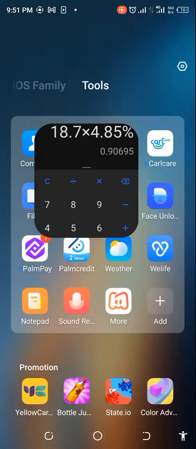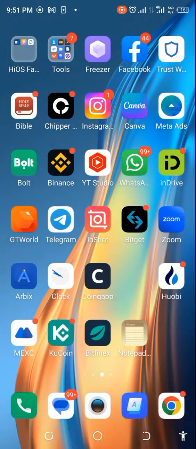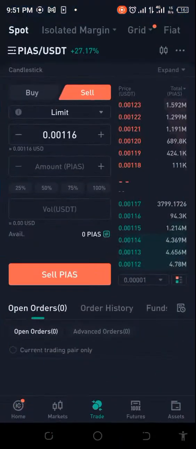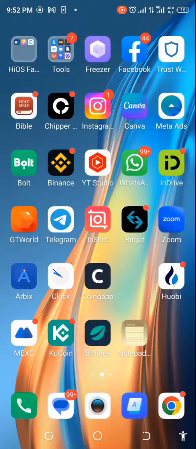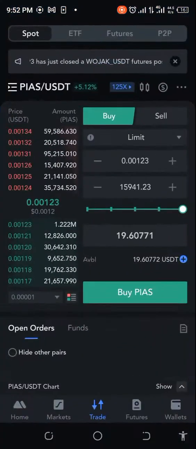Now, because PIAS is still very fluctuating, you can try this out too. Let me go and check what's going on in KuCoin. Wow, wow, the price is now 0.00122. Interesting. Okay, let me check what it is in MEXC. It's still 123. So you can check this out, right? This coin is really volatile. Really volatile. So I guess you should be able to make money with it. Just make sure you do your simulations.